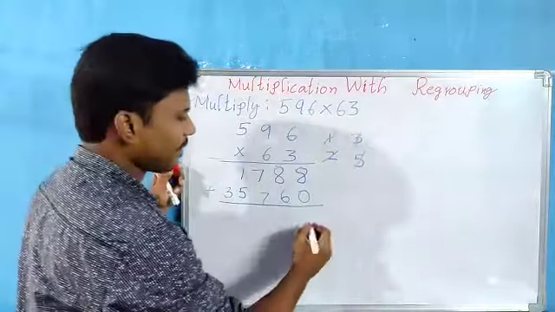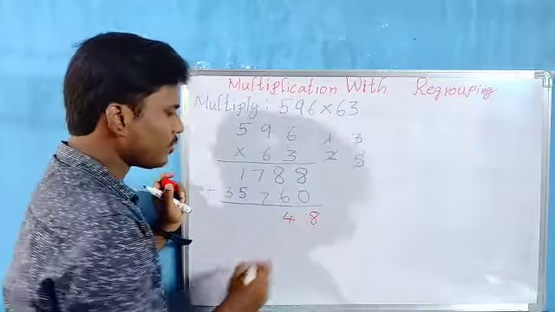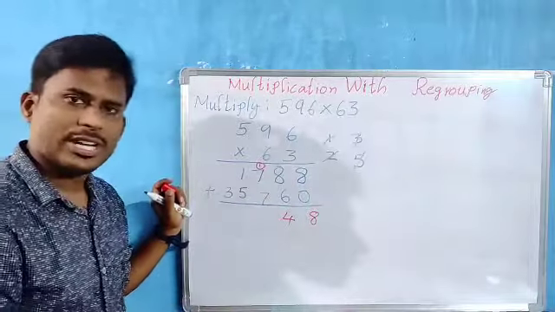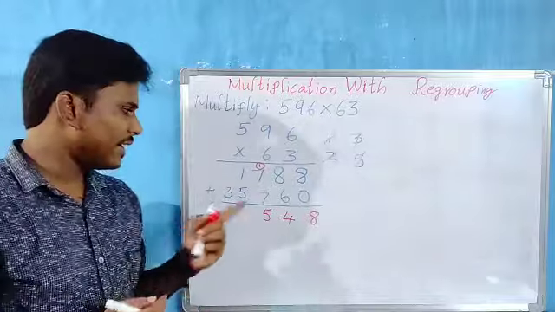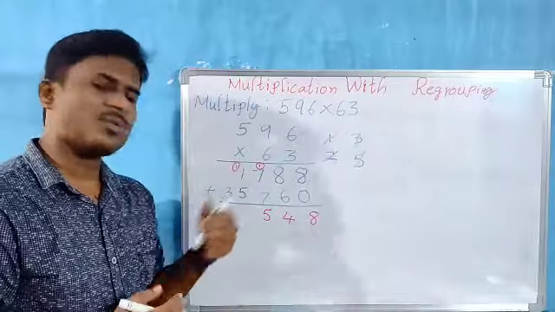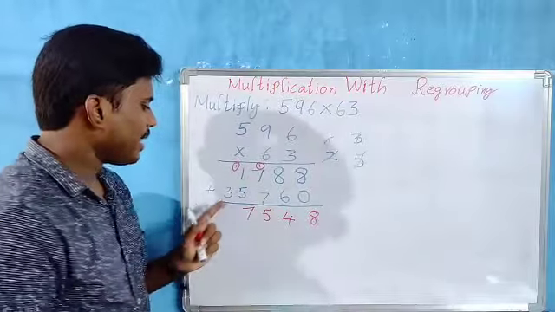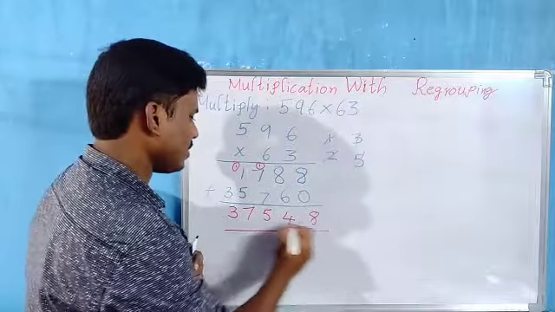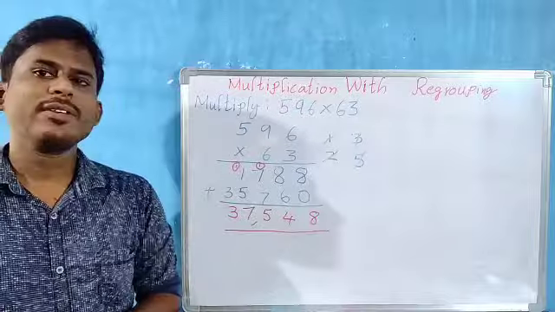8 plus 0 is 8, children. 8 plus 6, 14. Here also we can regroup 1 to the next place. 7 plus 7, 14. And plus 1, 15. So 5 here, 1 regroup to the next place, children. Okay, now 5 plus 1, 6. 6 plus 1, 7. No regrouping. And last, children, 3 is placed here in 10,000 place. So directly this is our answer. 37,548. So this is the problem with the regrouping, children.